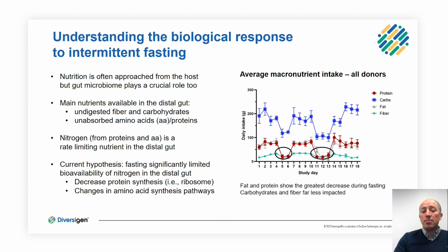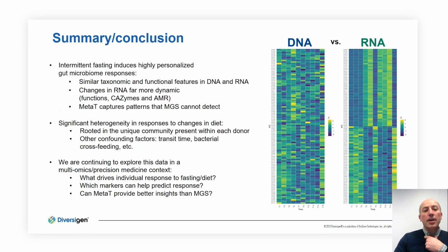And it actually makes sense, because there's a body of literature showing that nitrogen is a rate-limiting nutrient in the distal gut, and that the colonic bacteria are competing for the nitrogen and the amino acids that are present in there. So it seems that the biology of it all is emerging from our data, which is very exciting.